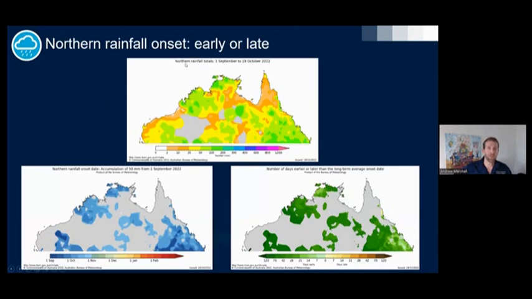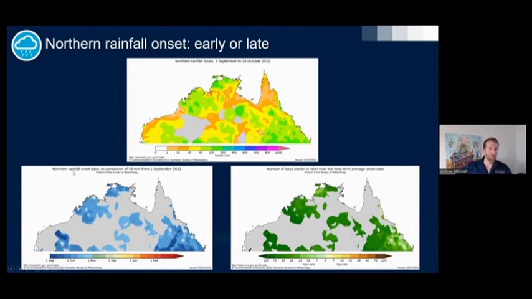So this plot here at the top is the northern rainfall totals from the 1st of September to the 18th of October. Everywhere that's green is where we have already had 50 millimeters of rainfall or more. In other words, all of these regions in green show us where we have already had the onset of the northern rainfall season, and all the areas in these orangey and yellow colors are where we have not had the official start of the season yet for northern rainfall. So for the Gulf, for much of that region here, you can see that we haven't quite reached the onset date yet.